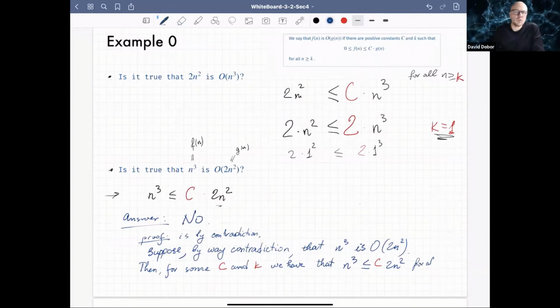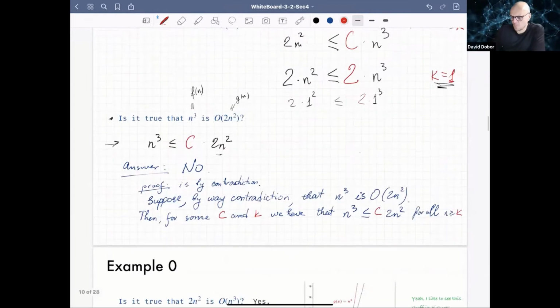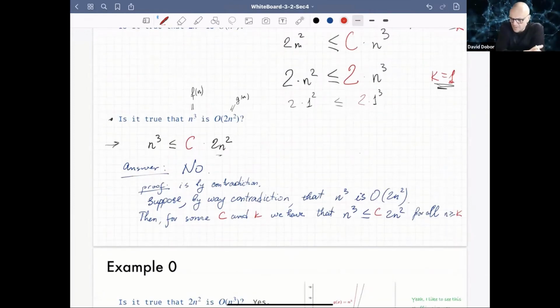For all n that are greater than or equal to k. So I'm assuming by way of contradiction that n cubed is big O of 2n squared. Therefore, if somebody gave me those two constants, c and k, well, I don't know what they are, but because one is big O of the other, those c and k exist. So let's consider those c and k, shown here in red. So this must be the case, right? Well, what does that say?